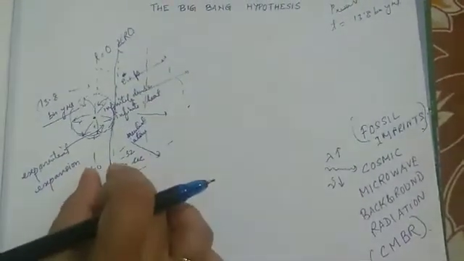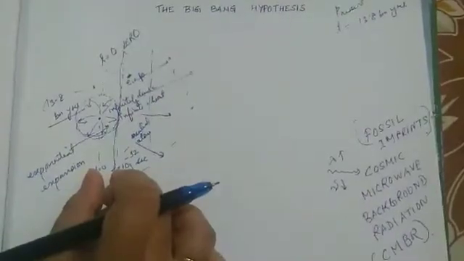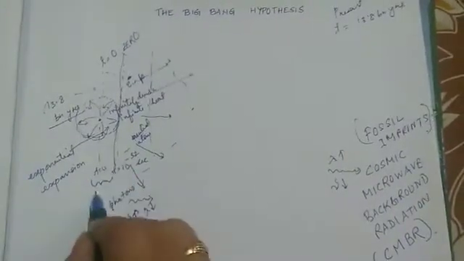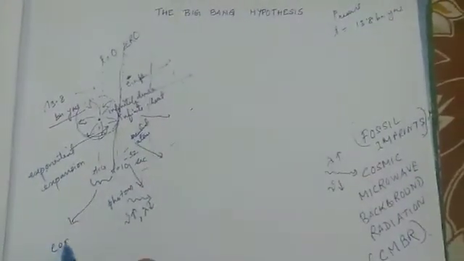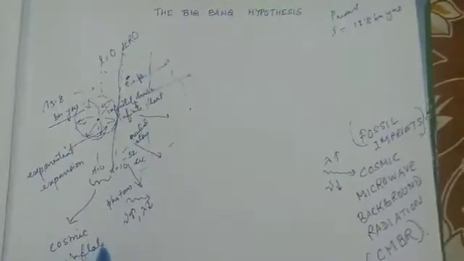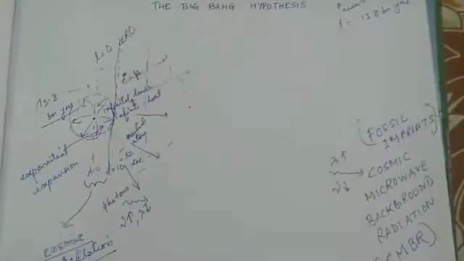Now let me tell you, this time frame that I told you, when the universe starts expanding suddenly and exponentially, this time frame is basically called t equal to 0 to t equal to minus 32 seconds. This is called cosmic inflation. Remember the terms, these are very important. This is called cosmic inflation.